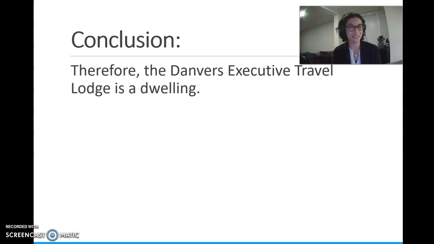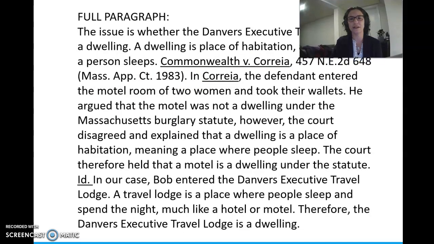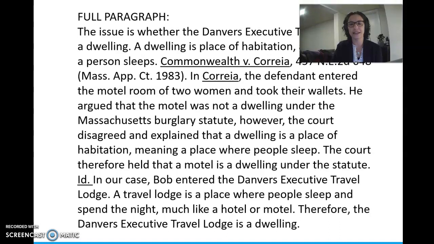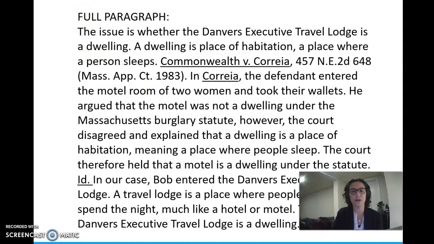All right, you ready to see the final paragraph all in its glory? Sorry, it's got a lot of text on this slide, but here it is. I'll move myself out of the way. Let's see. I can't move myself completely out of the way. The issue is whether the Danvers Executive Travel Lodge is a dwelling. And then I won't read the whole thing to you. You can read it to yourself. But I want you to see how the whole paragraph comes together. If you're writing it in a formal writing, you would also, of course, indent the paragraph.